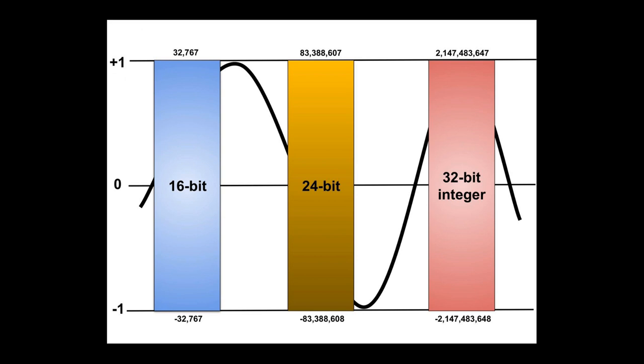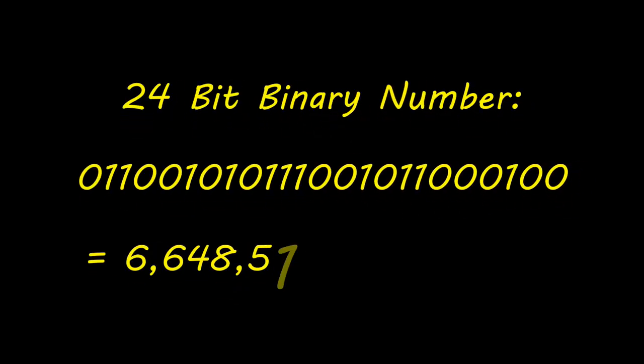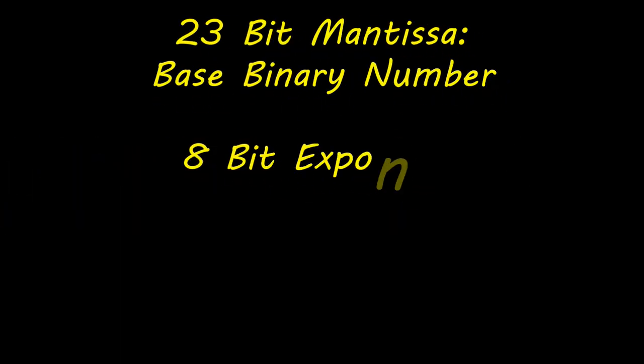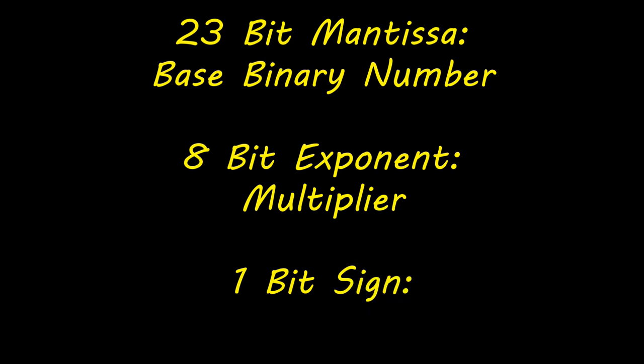in floating point, it's different. While a fixed point binary number is just a long binary word representing one value, a floating point binary word can be broken into three parts: the 1-bit sign, the 8-bit exponent, and the 23-bit mantissa. Let's look at those in reverse. The mantissa is the base binary number that the exponent number will be multiplied by, and the sign is whether or not the binary number is positive or negative.